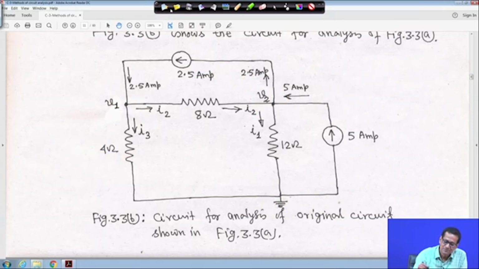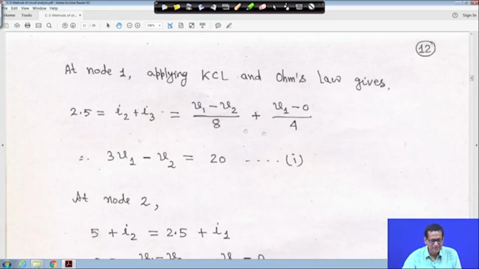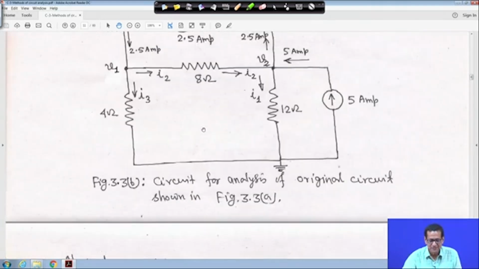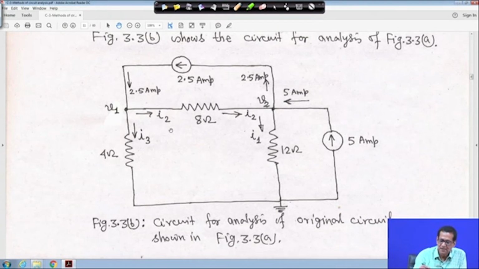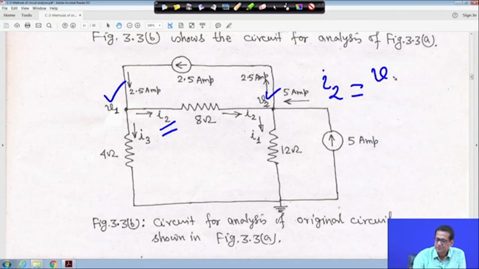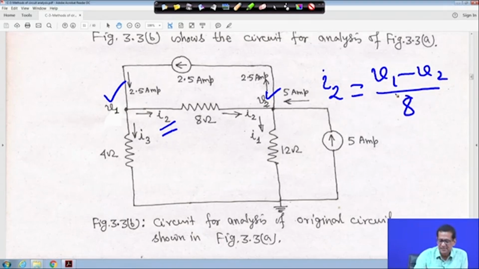So, let me clean it. At node 1, I wrote that 2.5 is equal to I2 plus I3, so we have to write the I2 and I3 equations, and I1 also. Let me mark it. For I2, this voltage is V1 and this voltage is V2. So I2 is V1 minus V2 divided by 8, because this current is flowing from 1 to 2.